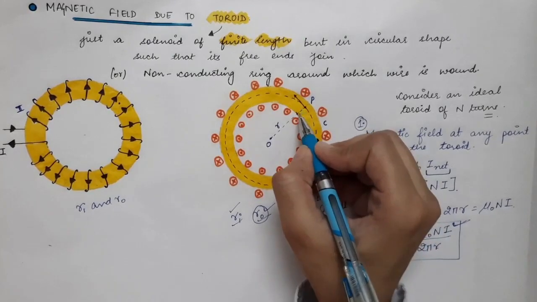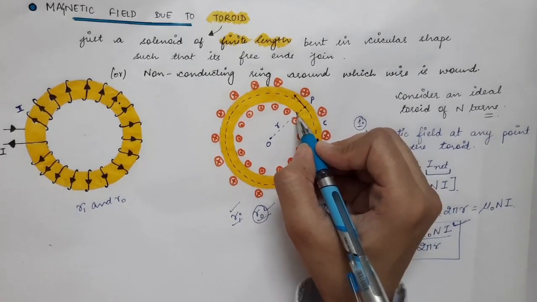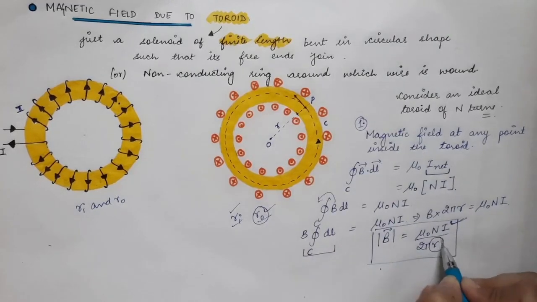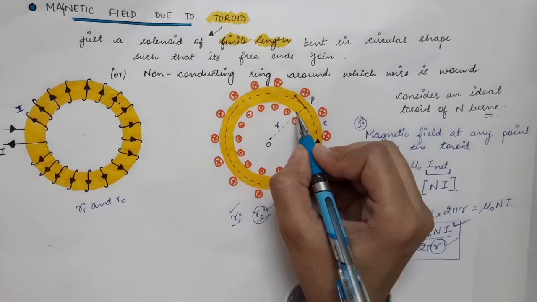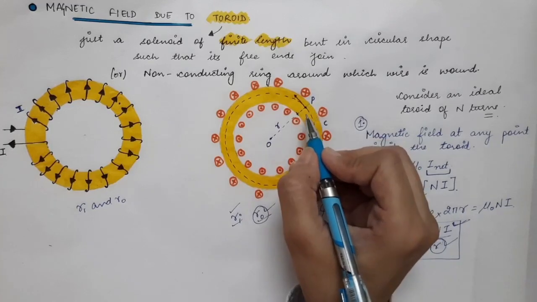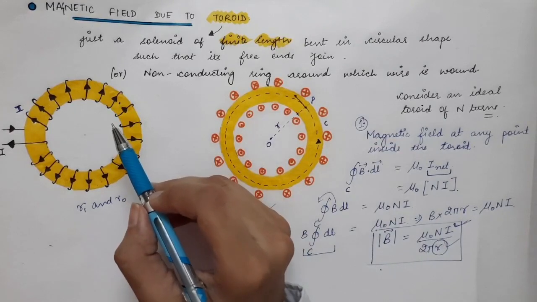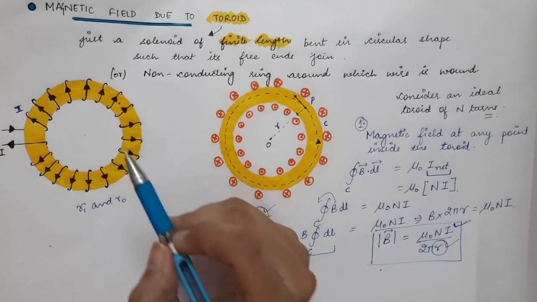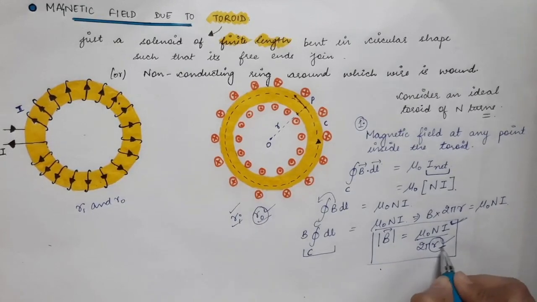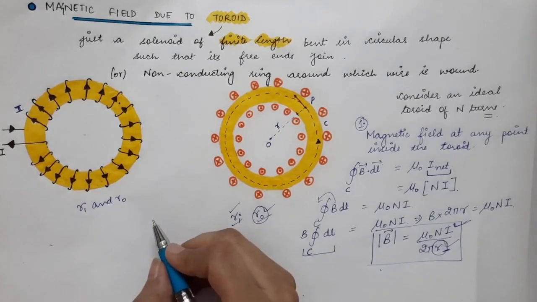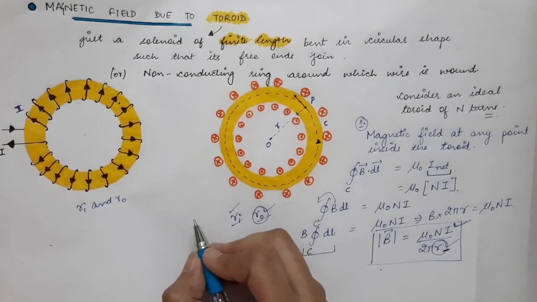So in this particular case, as you are going from the inner edge to the outer edge, r is changing. But if the cross section of each turn of the toroid is very small, then we can neglect this variation in r and we can consider r as the average radius of the toroid. So r will be the average radius.